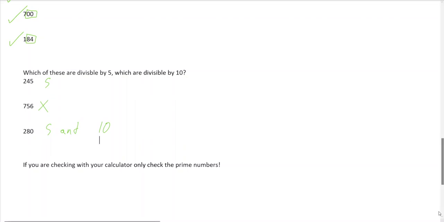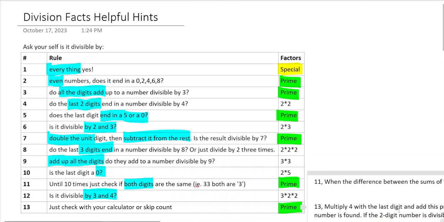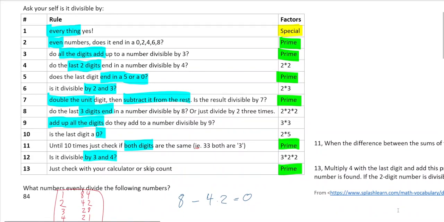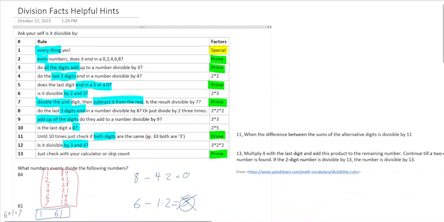Okay, so if you're checking with your calculator, only check the prime numbers, because once you've checked those, you'll have an idea of which other numbers are available. Alright, I hope this video helps you understand some division facts and helpful hints. Good luck!